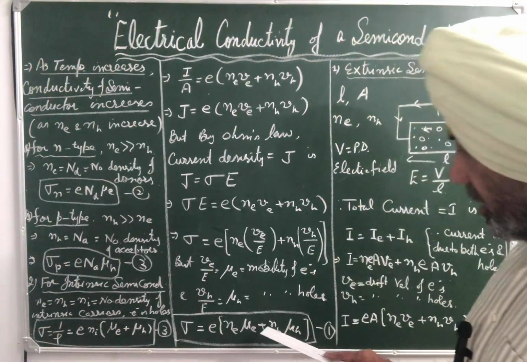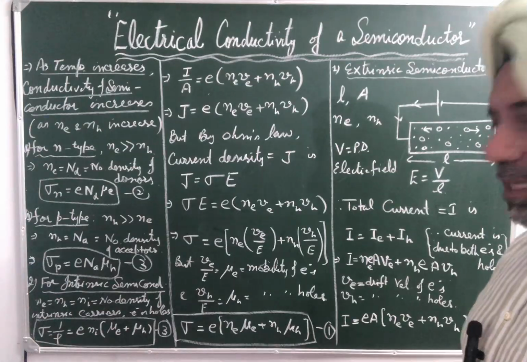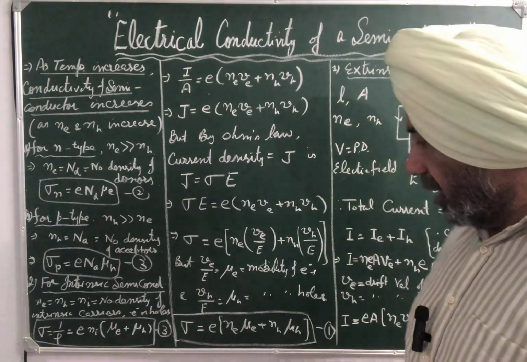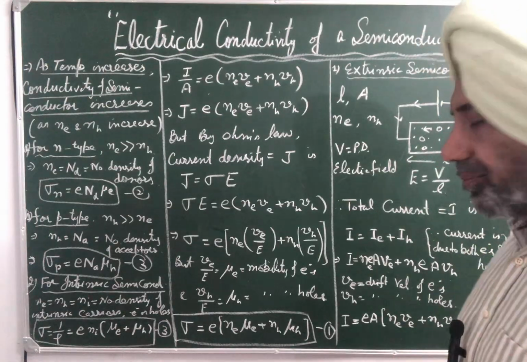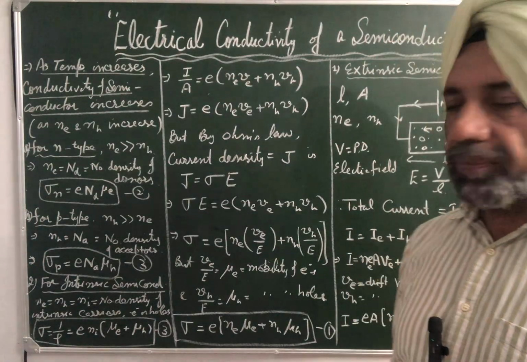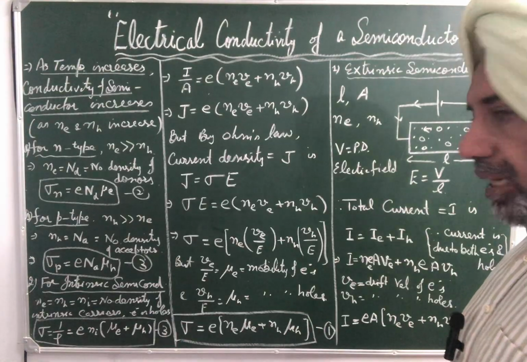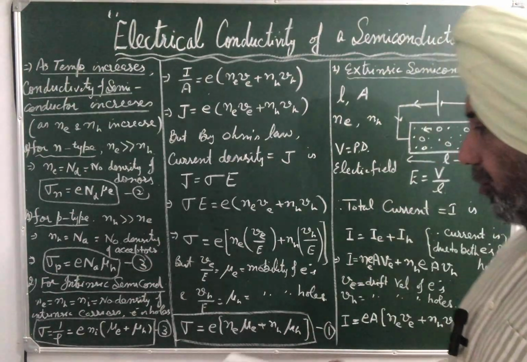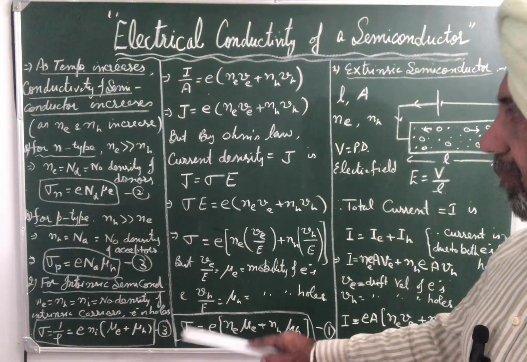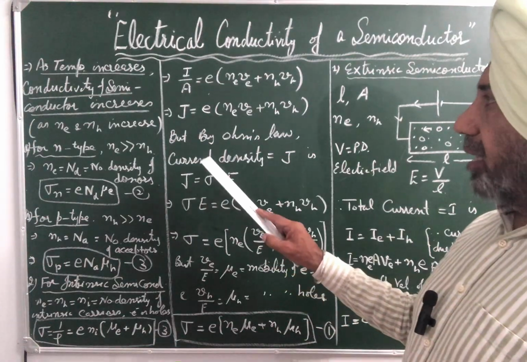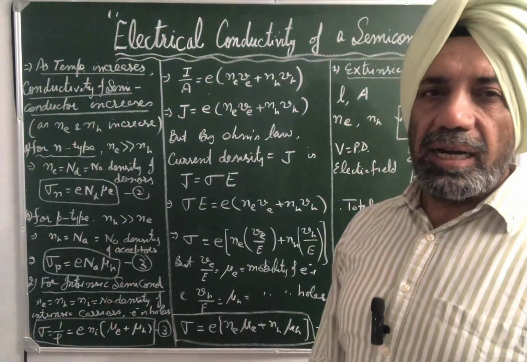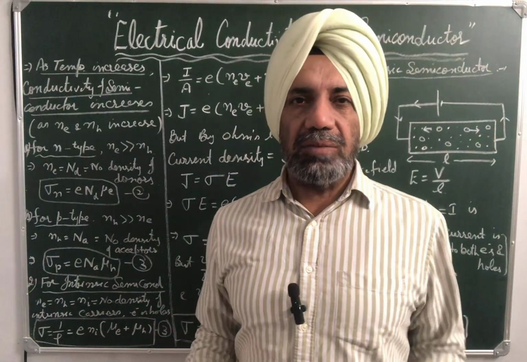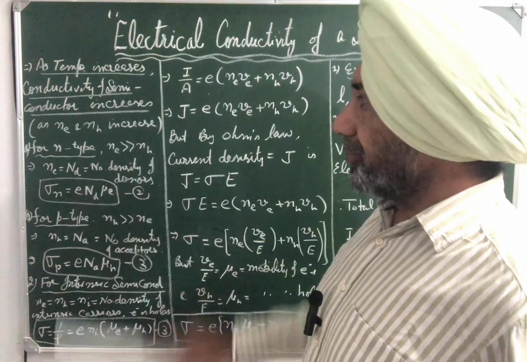From this equation we can see, when temperature increases, what will increase? When temperature increases, Ne and Nh will also increase. Mobility will also change a little. Therefore, we can say that sigma, that is electrical conductivity, increases with the increase of temperature. Electrical conductivity of a semiconductor increases with the increase of temperature.